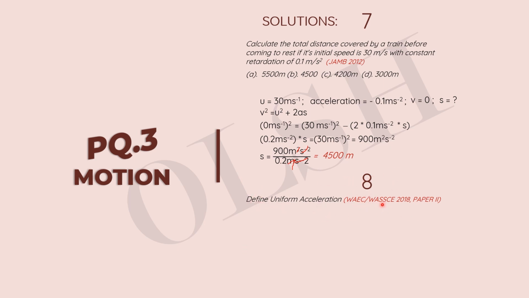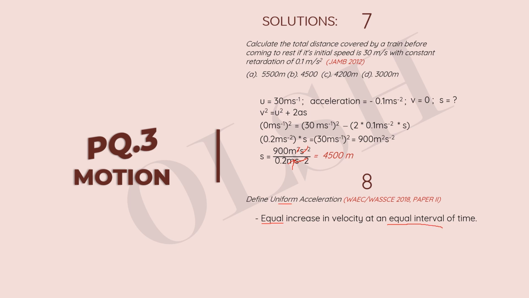This is from WAEC exam paper 2. The first definition I would give is, it is the equal increase in velocity at an equal interval of time. It has to be equal increase in velocity, equal interval of time, because it's uniform. This is very key. Equal increase in velocity, equal interval of time. That's what makes it uniform.